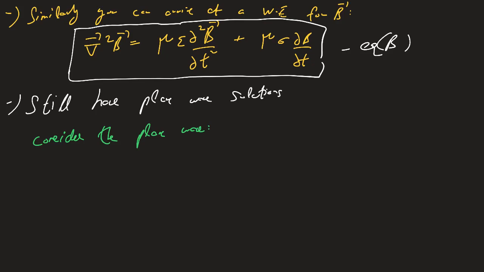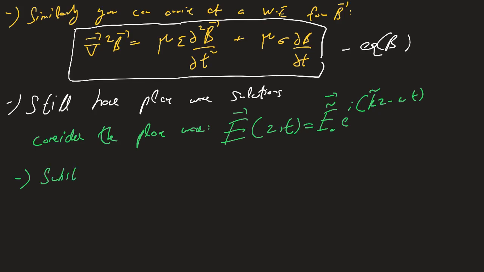If you consider the plane wave, let's say E of z, t being equal to some complex amplitude E naught e to the i of k z minus omega t, but we leave some leeway that k can also be complex, okay? Let's say that this is a plane wave, okay? And then let's substitute this into equation A, okay? So let's see what we get.